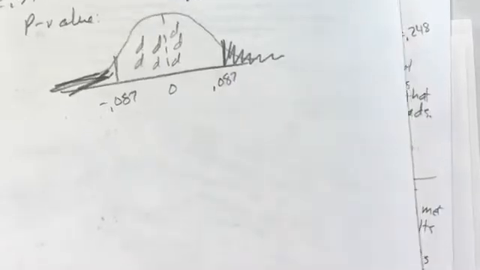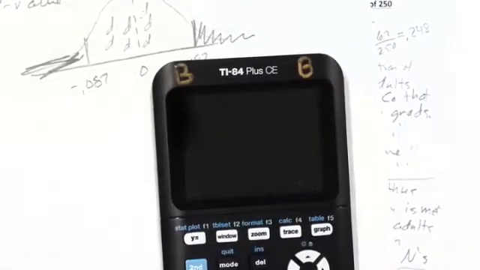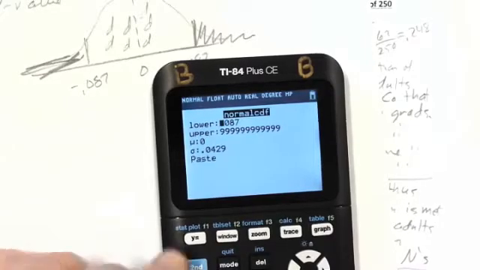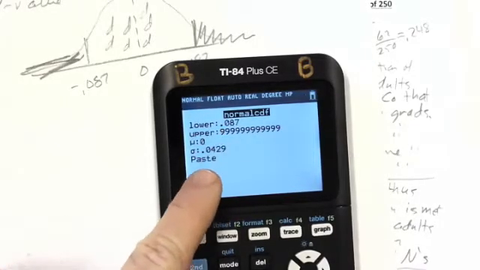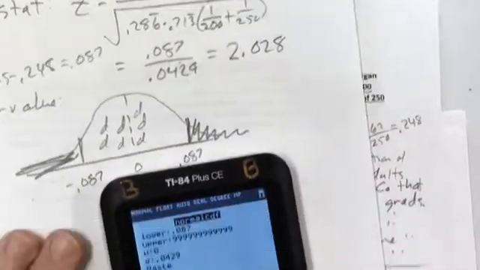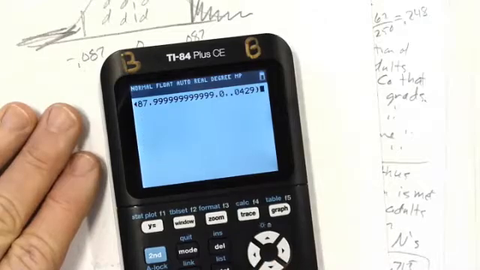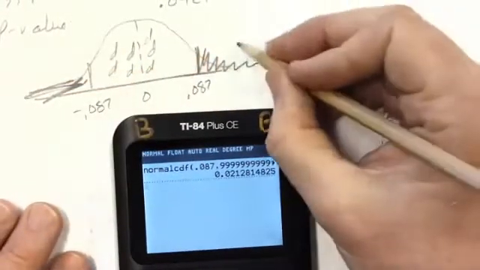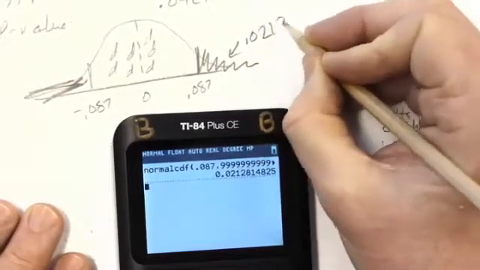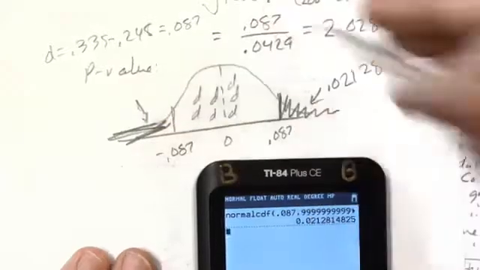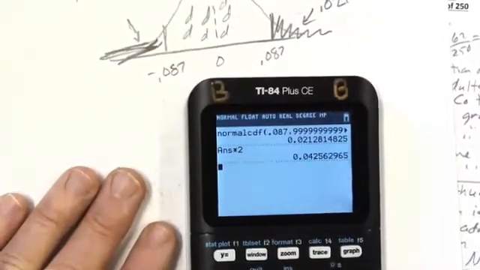And so we'll do normal CDF with that. To find that p-value, normal CDF from 0.087 to infinity, a mean of 0, and our standard deviation, which is our standard error, from our formula for the standard error. So we get that, and that is it for one tail. One tail is 0.02128. We have to have both tails because it's a two-sided test, so we just multiply by 2, and it gives us our p-value.